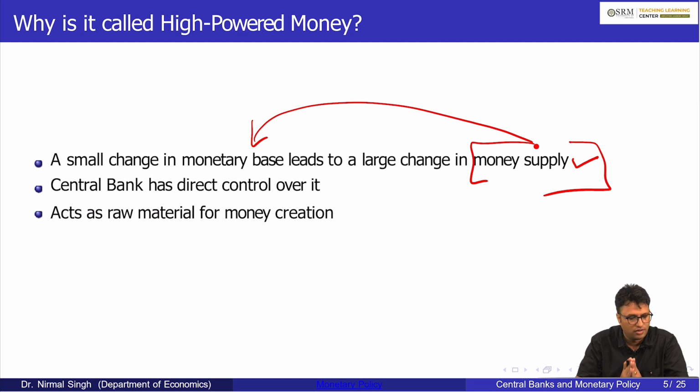So the central bank is the monopolist in creating the base money, and it acts as a raw material for money creation. That is very important: this base money can be regarded as a raw material which is later used for credit creation, a process through which money is circulated in the economy time and again. We call that process credit creation, and it leads to a certain level of money supply in the economy.